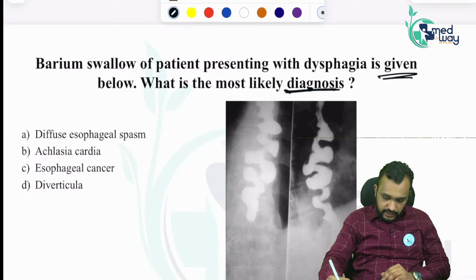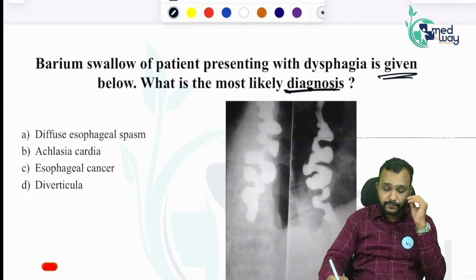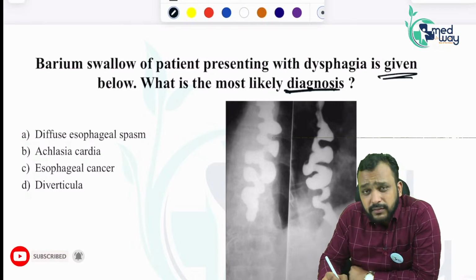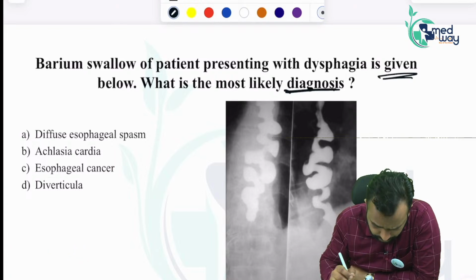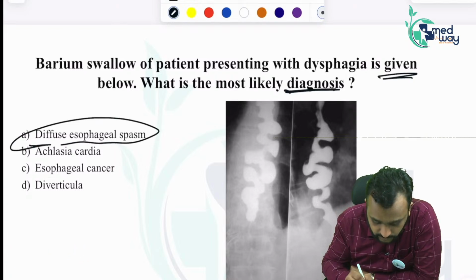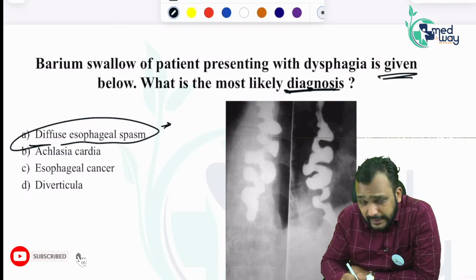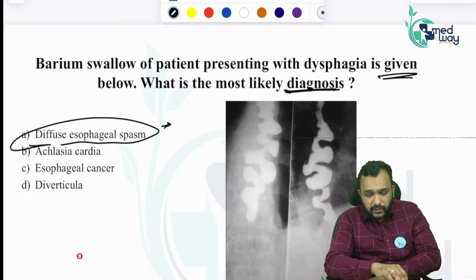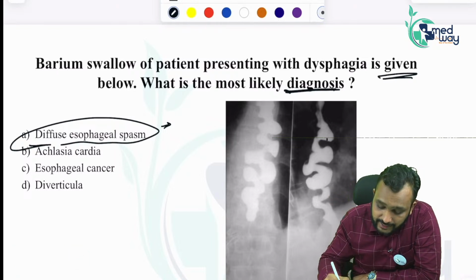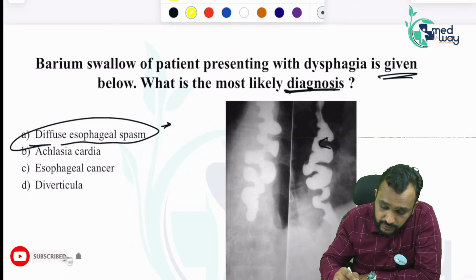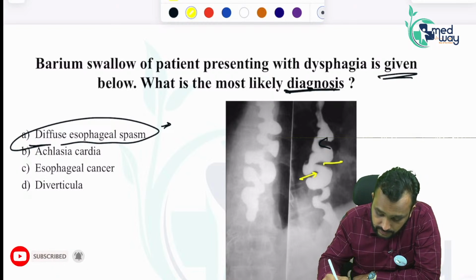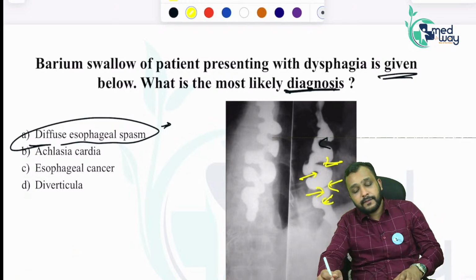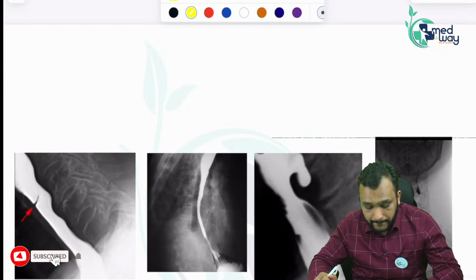So here you can see, what is the shape of this esophagus? This characteristic shape of the esophagus is seen in patients with diffuse esophageal spasm. You have an undulating appearance of the esophagus, with contractions at various levels within the esophagus. This is diffuse esophageal spasm.